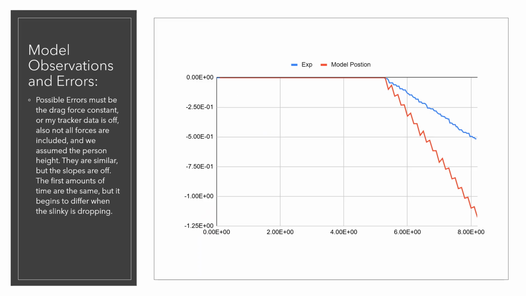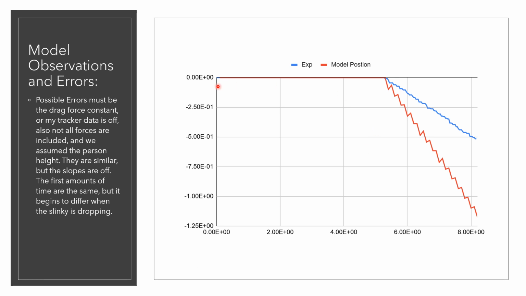Here is my model. As you can see, they have different slopes, but they have a similar beginning. Possible errors must be the drag force constant because I guessed and checked, or my Tracker data is off, possibly due to when the Slinky was falling. I had probably messed up my points. Also, not all forces were included, and we assumed the person's height, so calibration could be off.